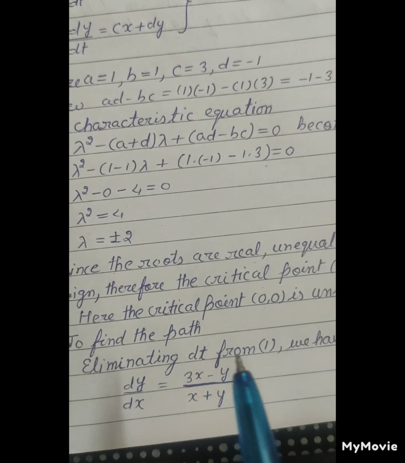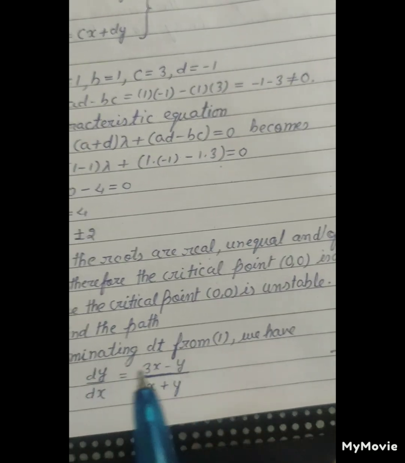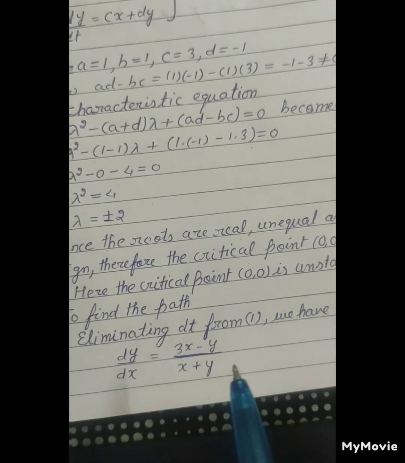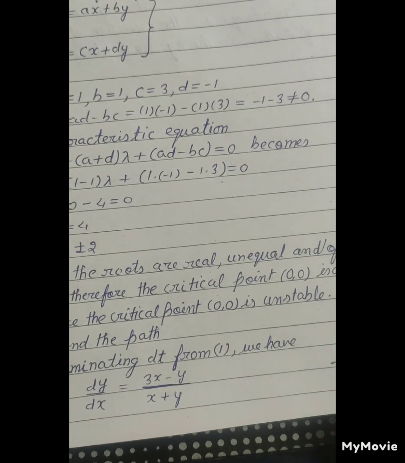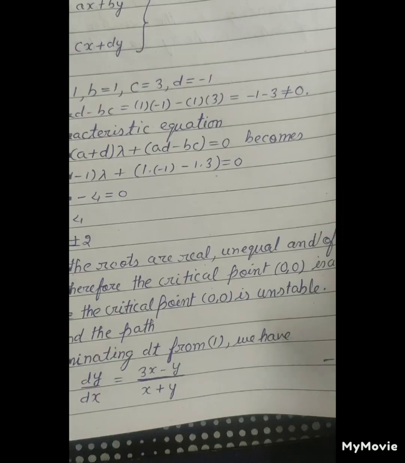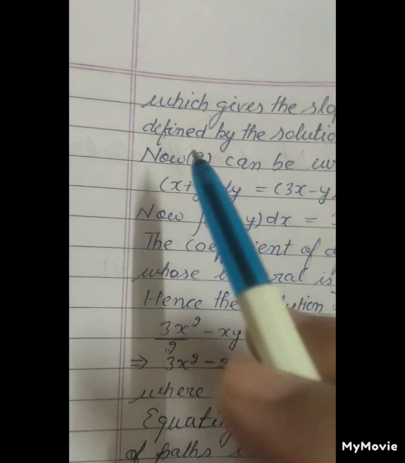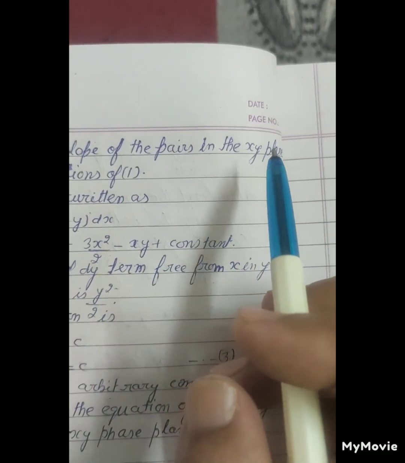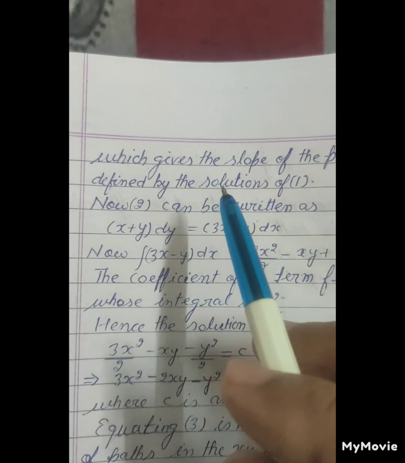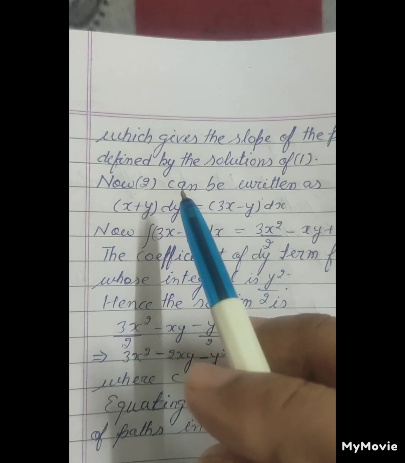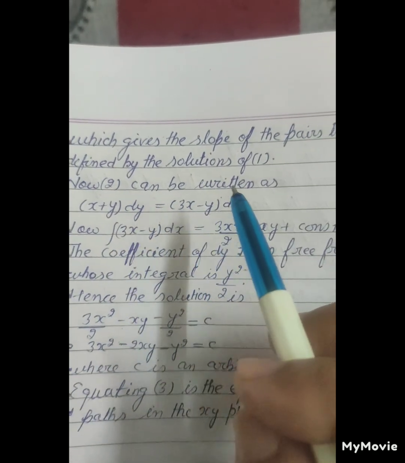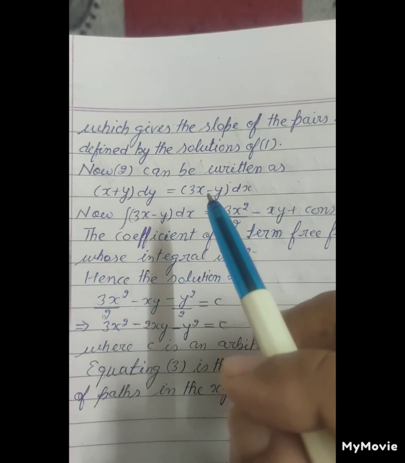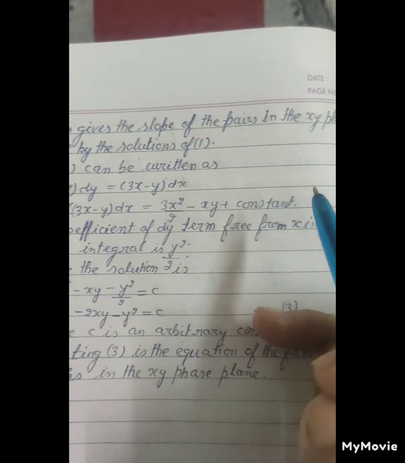To find the path, eliminating dt from 1, we have dy/dx = (3x - y)/(x + y), equation 2, which gives the slope of the paths in the xy plane defined by the solution of 1. Now 2 can be written as (x + y) dy = (3x - y) dx.